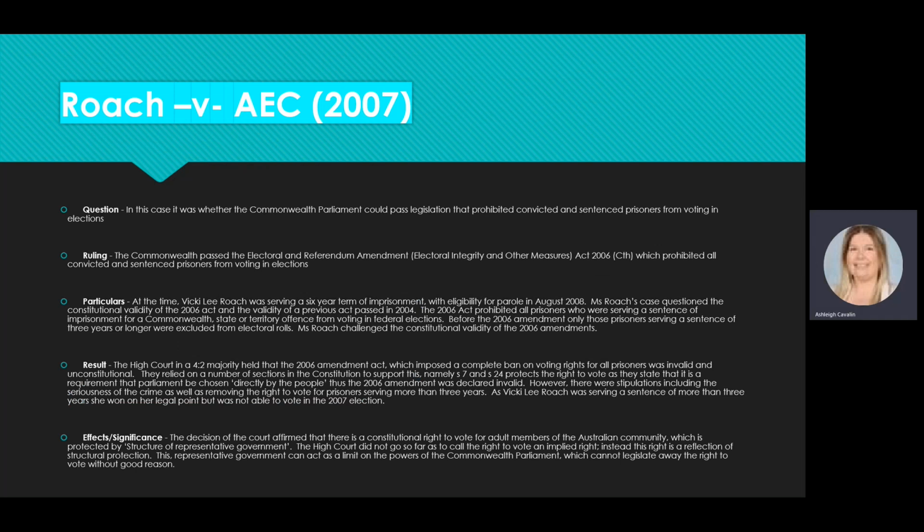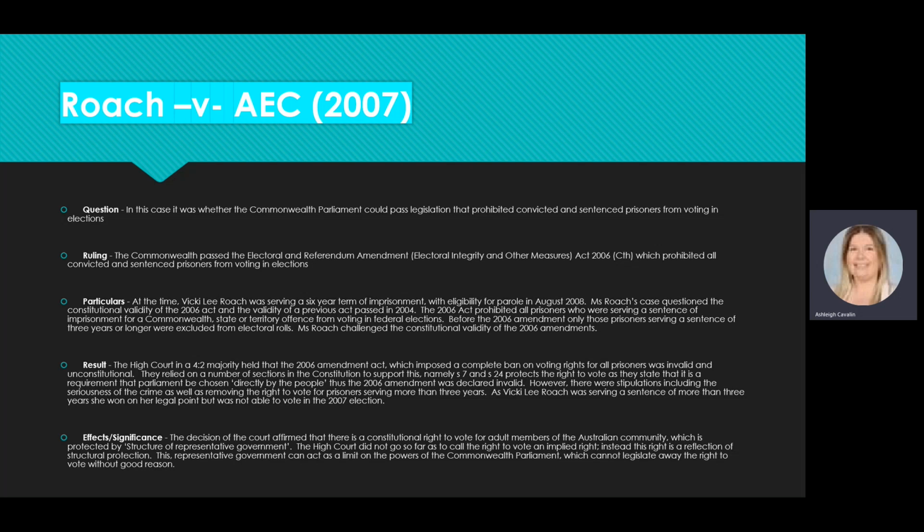So, when answering a case study, it's important that you use this type of structure to help you answer the question in a coherent way. What is the question of law being unpacked? What was the ruling? What were the facts of the case or the particulars? What's the result? And what is the legal significance of this case? If you follow this structure, it will be more effective. Let's have a look together.